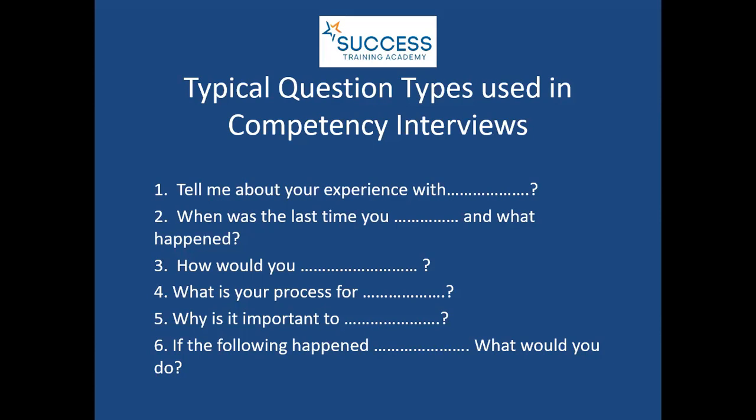Number 3, how would you? Number 4, what is your process for? Number 5, why is it important to? Number 6, if the following happened, what would you do? Hopefully as you read through those questions, you can see that a lot of those questions are process questions. They are not closed questions such as yes or no.